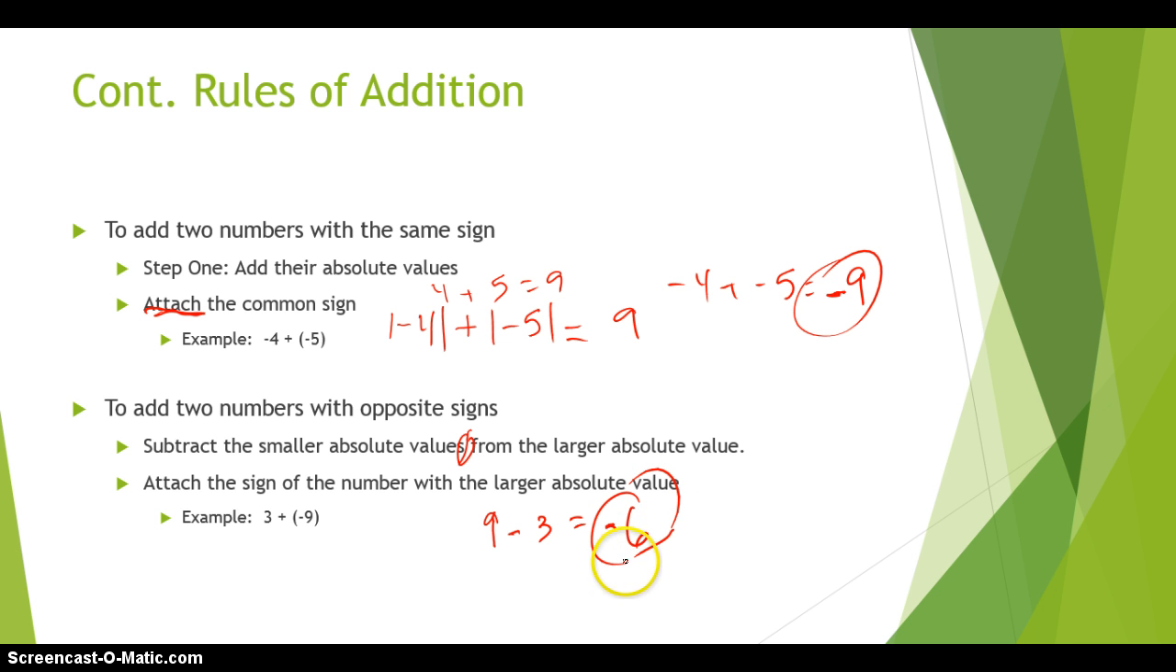Okay? And remember, math has to make sense. So when you read this to yourself, 3 plus negative 9, think about that answer. If you started at 3 on a number line and you move left 9 times, where would that put you about? Well, we know that it would put you at -6.